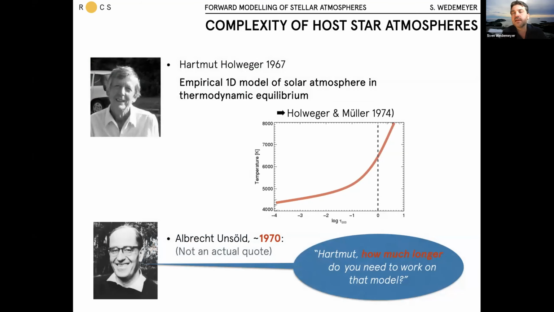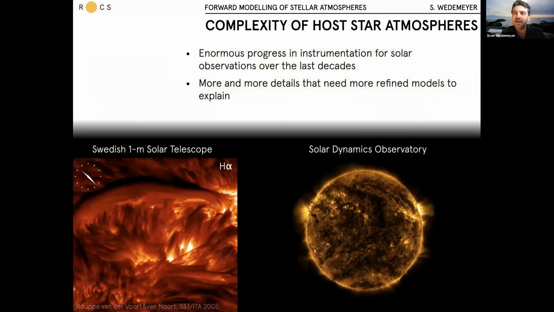When talking about stellar atmospheres, quite often this still relies on 1D stellar atmospheres. And that brought me to a memory I have. My PhD supervisor was, in the late 60s, early 70s, working on 1D models of the sun, empirical models. And his supervisor asked him one day, Hartmut, how much longer would you need to work on these models? So in the 1970s, that was apparently the notion that this should be detailed enough now, right, that we can move forward. 50 years on, I think we are still not there.